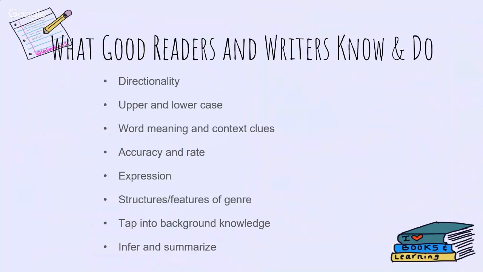So there are a lot of things that good readers and writers know and do well. And I want you to think about the implications for our English language learners. Good readers and writers know directionality. They know that in English, we start from the left and move to the right when we're reading and writing. They understand uppercase and lowercase, or capital and lowercase letters. They know how to derive meaning using context clues, and they understand that some words have multiple meanings.